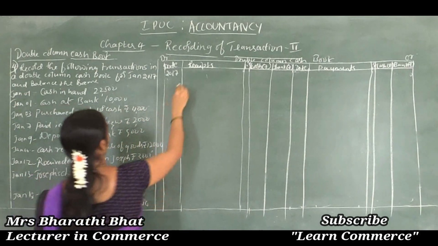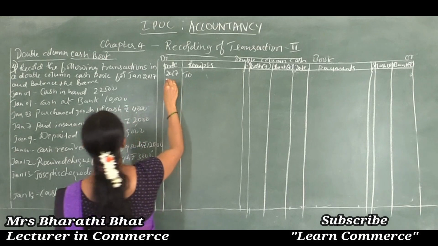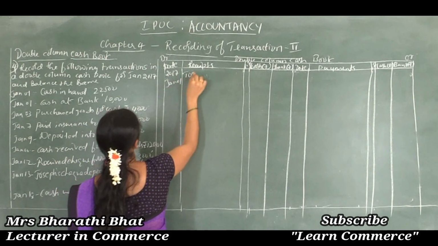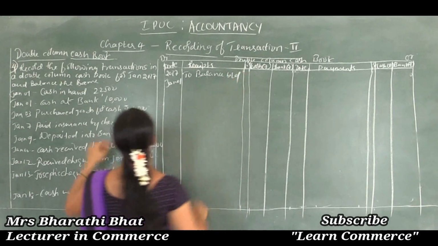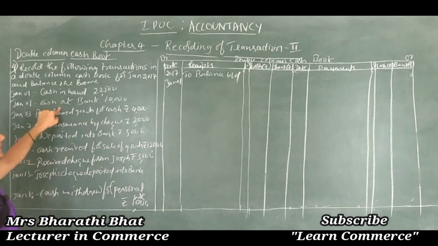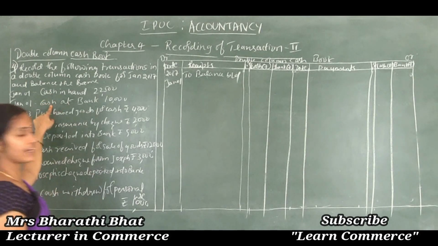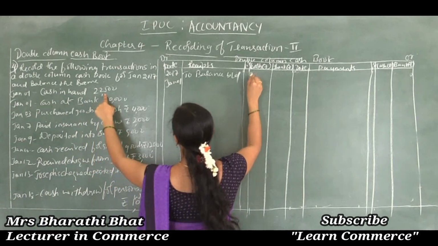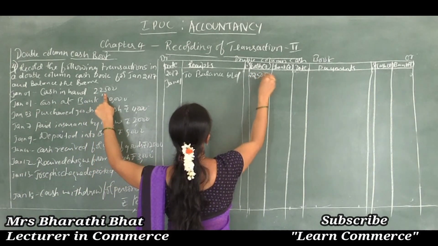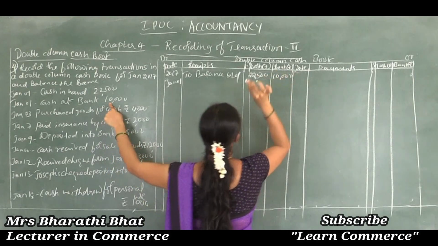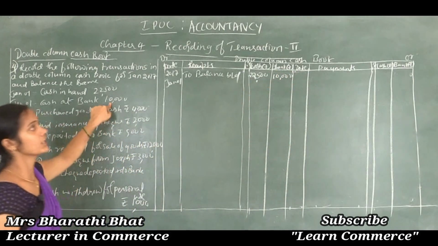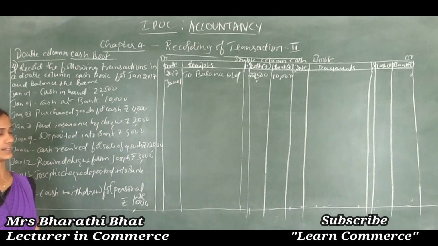So cash in hand, Jan 1st, to balance brought down. So here it is very easy, there is no negative balance, which means bank overdraft is not there. So cash in hand, cash at bank, to balance brought down, cash in hand 22,500, cash at bank 10,000. So both sides opening balance 22,500 and 10,000.